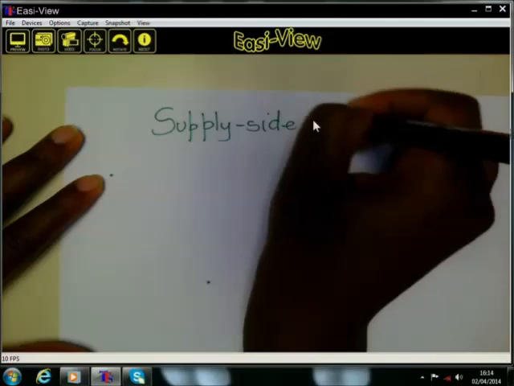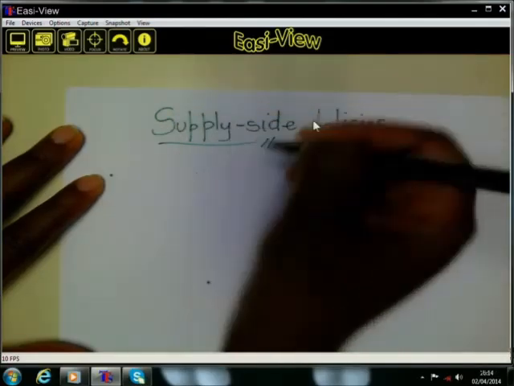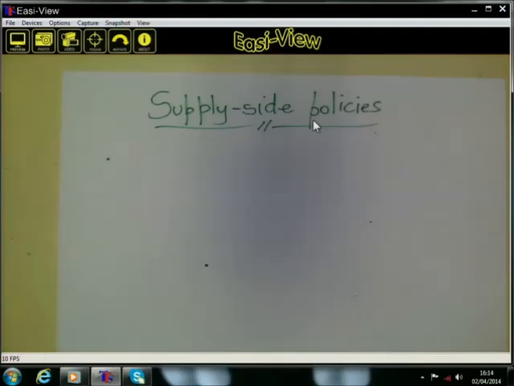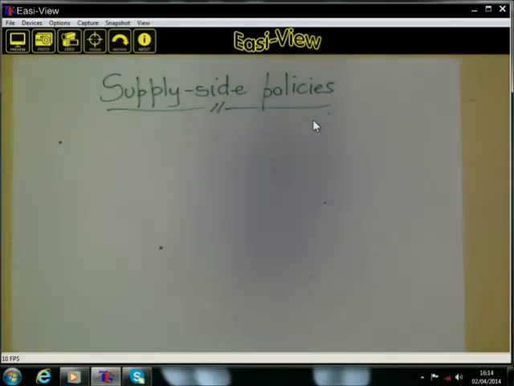Supply side policies. From the supply side policies, you see that now the measures that the government has to take to make sure that the businesses are happy from the side of the supply are the following.